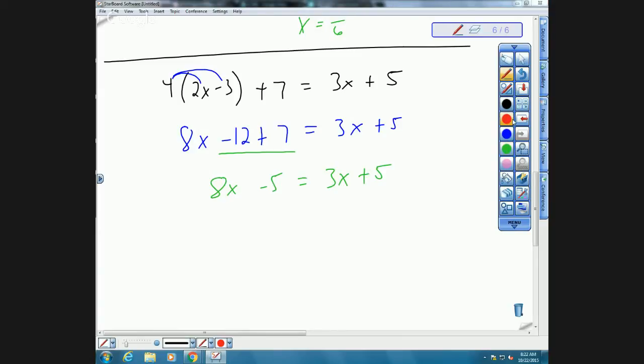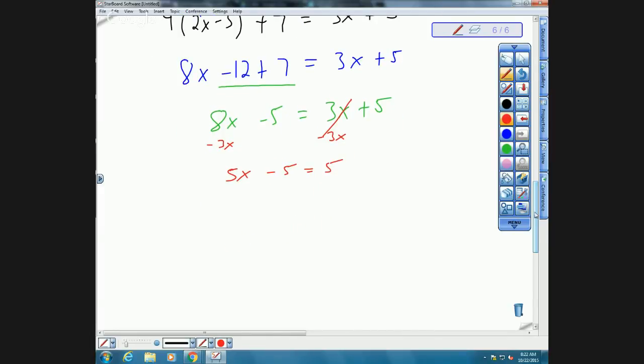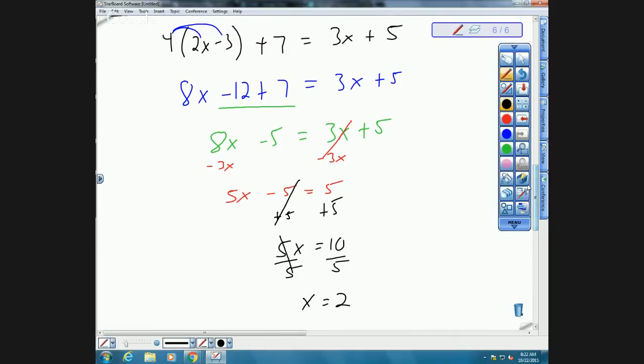So now I start thinking about moving stuff across. If I subtract 3x here, subtract 3x here, I get 5x minus 5 equals 5. Then to get the x by itself, I need to add 5 to both sides. 5x equals 10. And divide by 5, so x is 2. And again, if you want to check that, you can take that 2 and plug it back in and work it out. You get 11 on both sides.